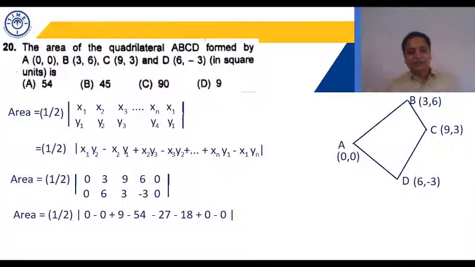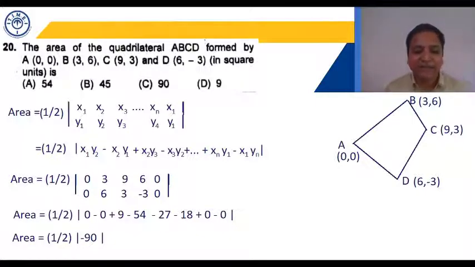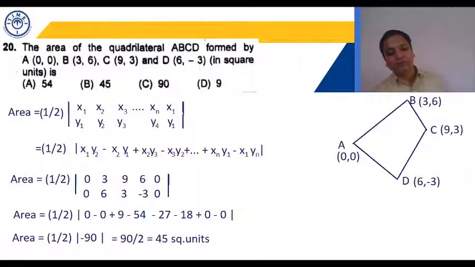And we put a mod sign just to take the area as positive. Let's count half. 9 minus 54 is minus 45, and 27 and 18 with minus sign also becomes minus 45. So minus 45 and minus 45 becomes minus 90. So minus 90 by 2 becomes 45. That means the area comes out to be 90 by 2, which is 45 square units.